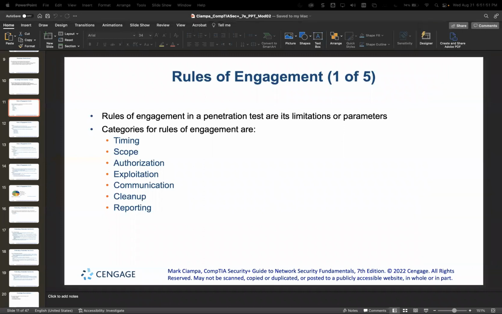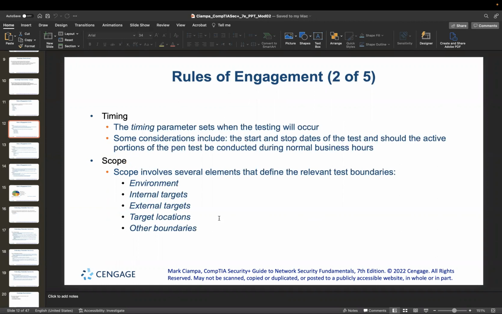And the next thing is cleanup. You clean up after what you do. You basically remove all the applications you have put in and all the tools you have put in. And finally, the reporting. The following slides are going to be talking about this in more detail. So let's go in and start with timing.